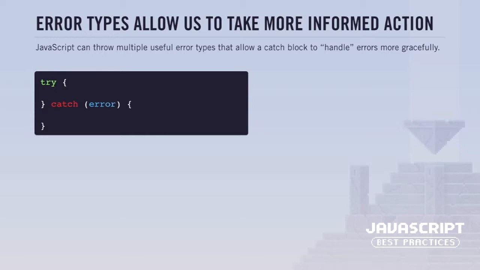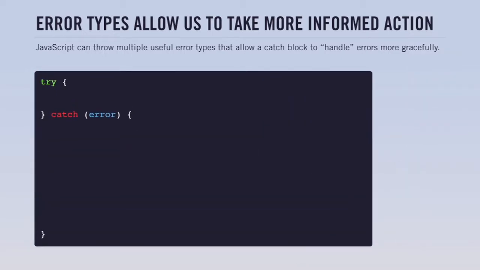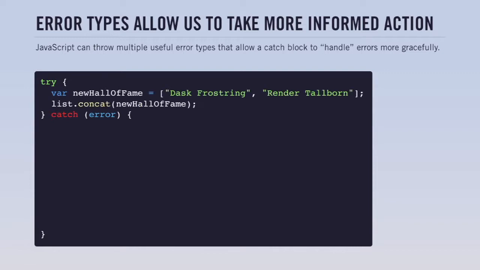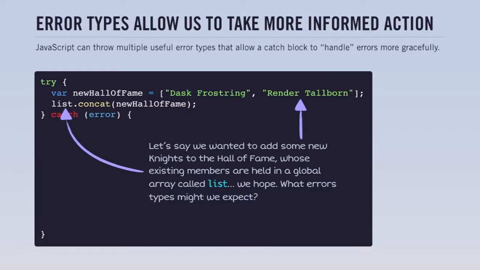Let's take a look at using some different error types by scooting down our code here. And inside of our try block now, we're going to establish a new Hall of Fame variable. And inside are going to be two new guys who are going to be added to the Knights Hall of Fame. We've got Dask Frostring and Render Tallborn. Now let's say we wanted to add those new Hall of Fame guys to an existing list of Hall of Fame guys. We would use the concat method, which would just put this array onto an existing array. Well, we hope that array exists, right?